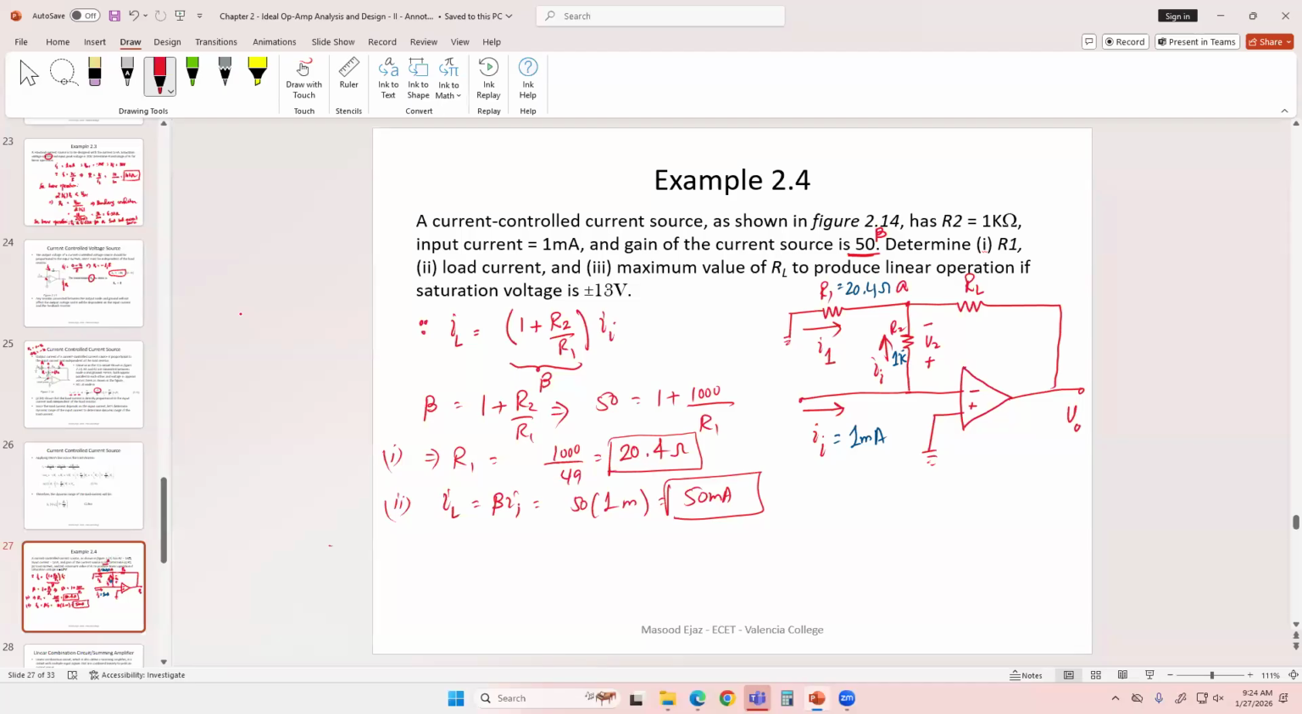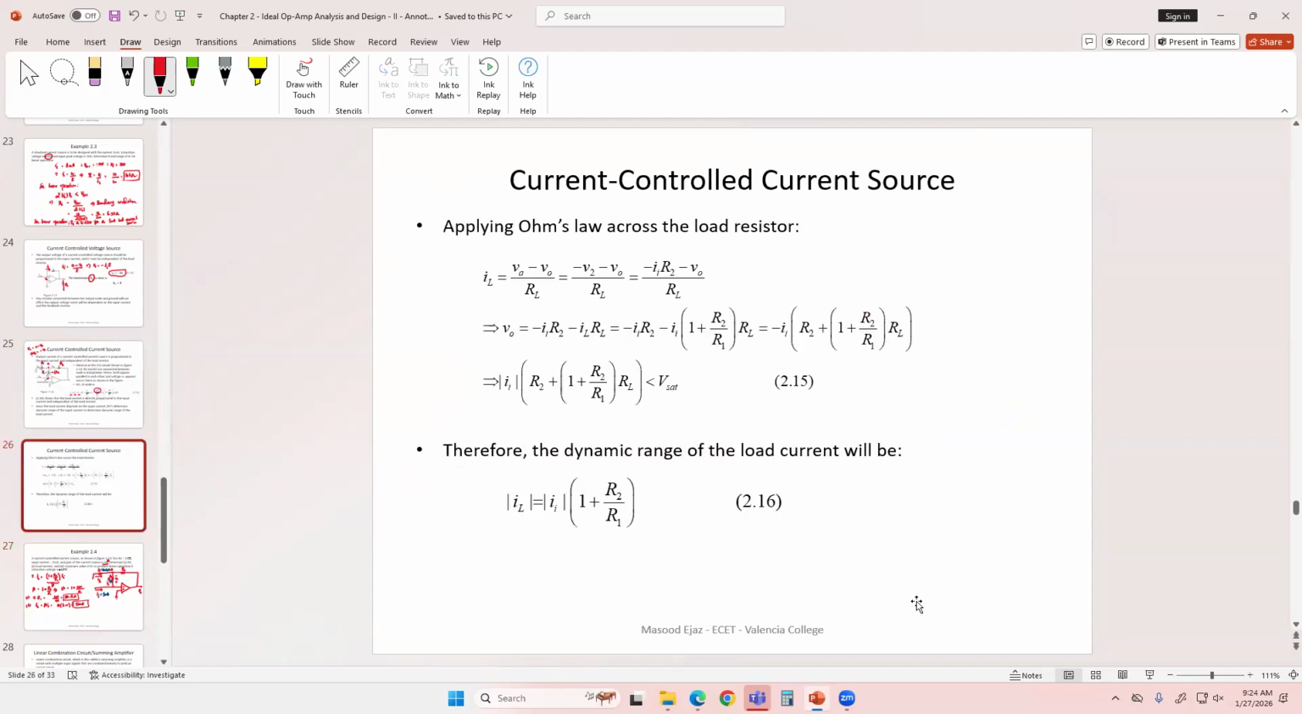What will be the maximum value of the load resistance in order to produce a linear operation if our saturation voltage is 13 volt? So dynamic range we are looking for. Go back to the slide. We know the I input value, we know R2, we know R1. We have to figure out RL if this product is less than V saturation.